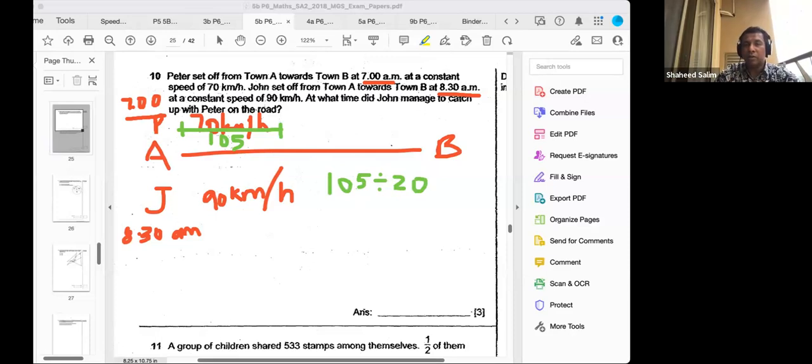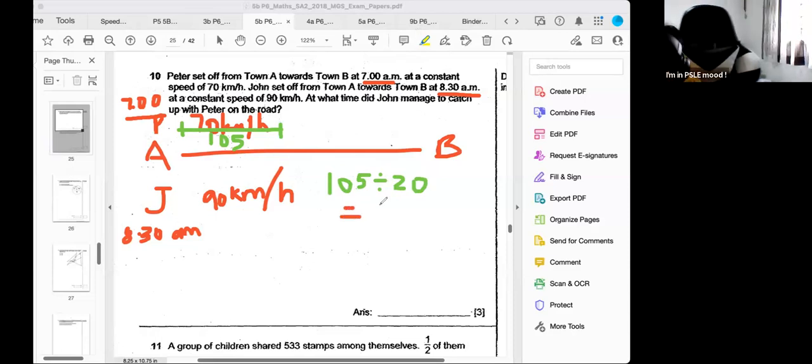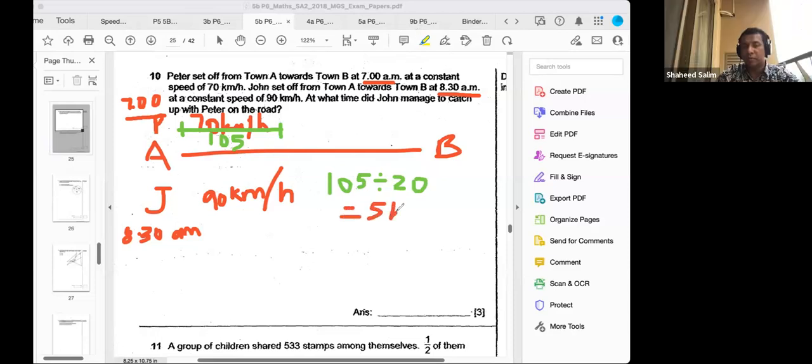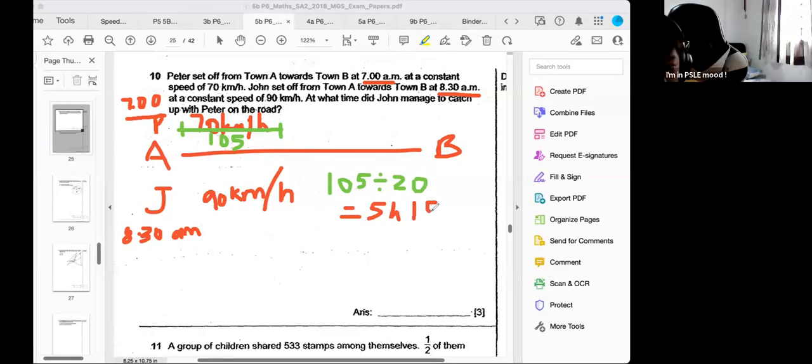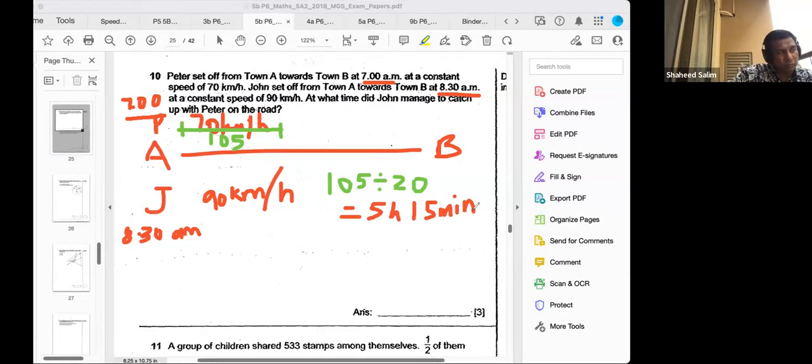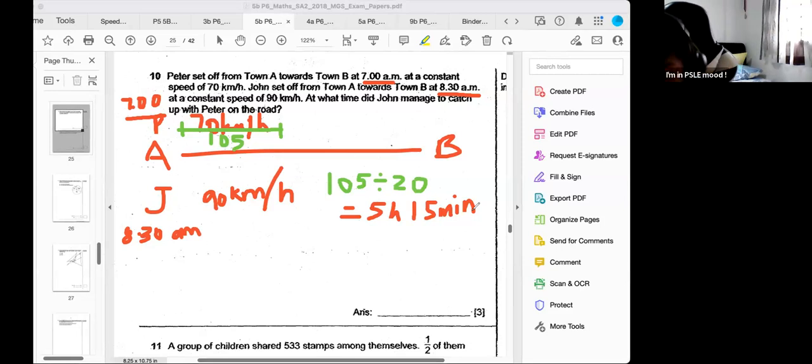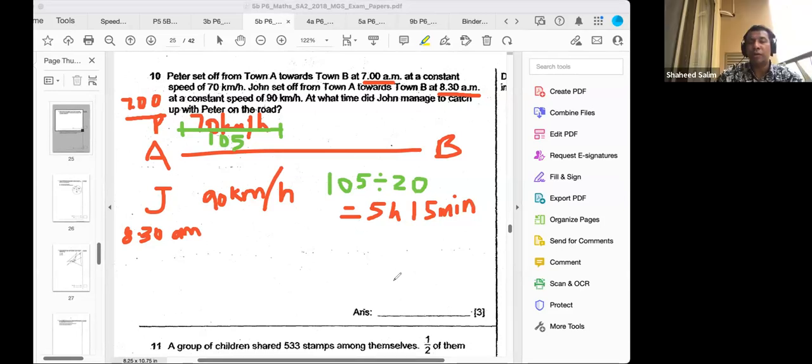Okay, so now at what time was it? 0.25 is how many minutes? 15 minutes. So 5 hours and 15 minutes. But what time? 8 plus 5, 13. That is 1:15. I mean 1:45. Yeah, 1:45. So that's your answer?